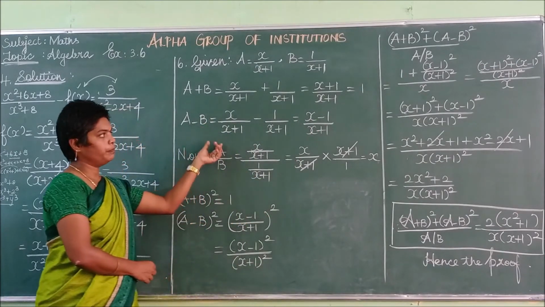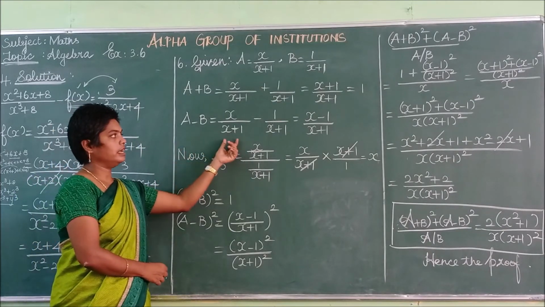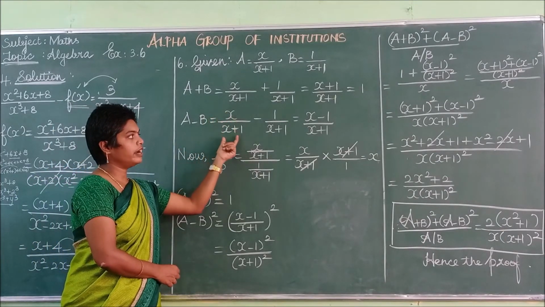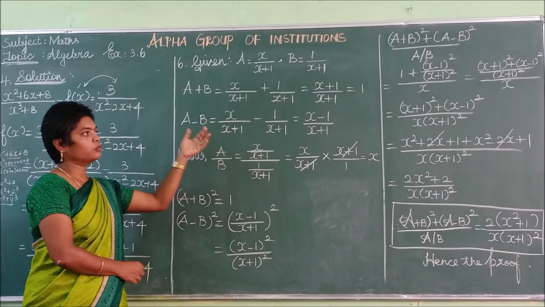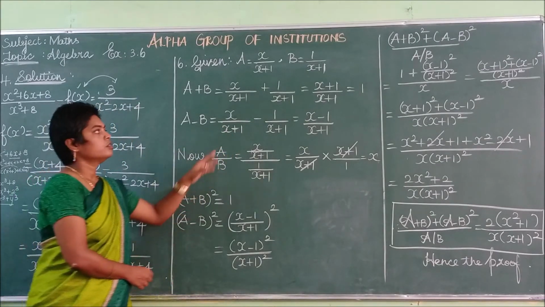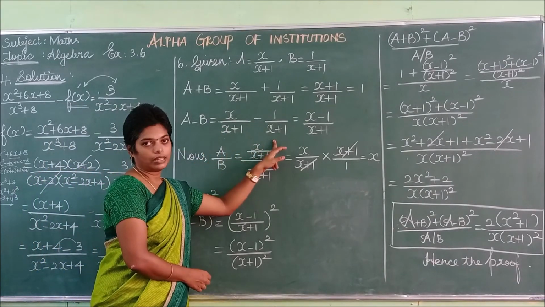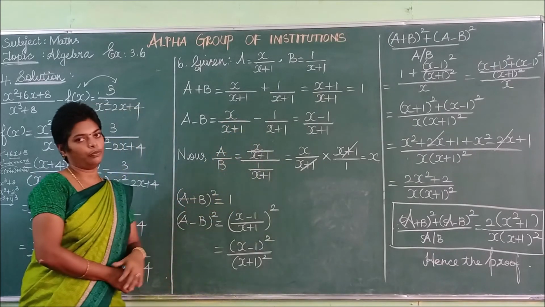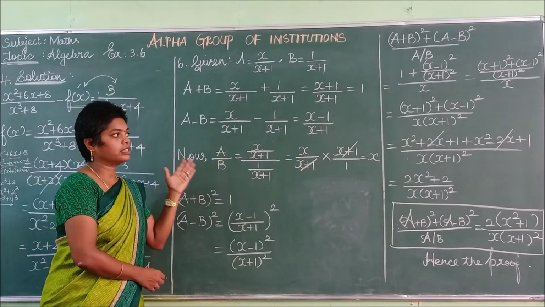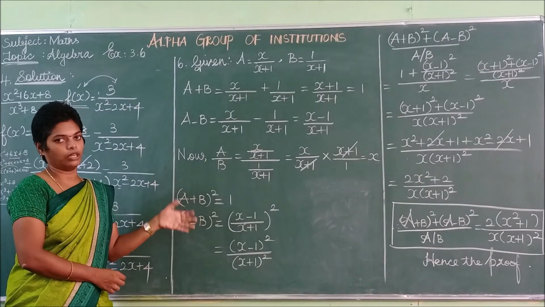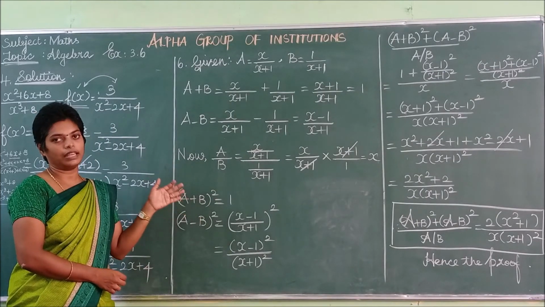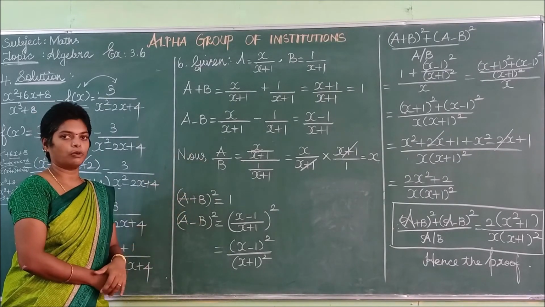Then a − b. First write the a term. What is the a term? x divided by x + 1 minus 1 divided by x + 1. So these also have the same denominators, you can subtract the numerators. So what is our numerator? x − 1 divided by x + 1. Here there is no common divisor except 1, so you can leave this process.